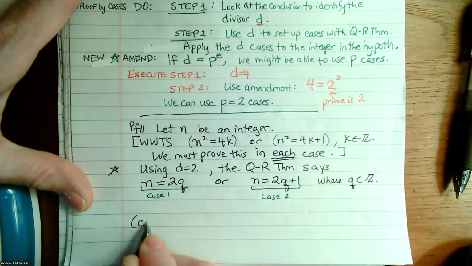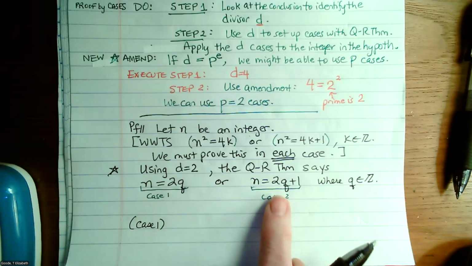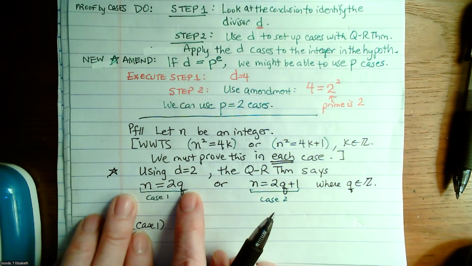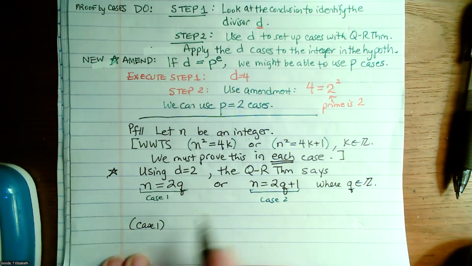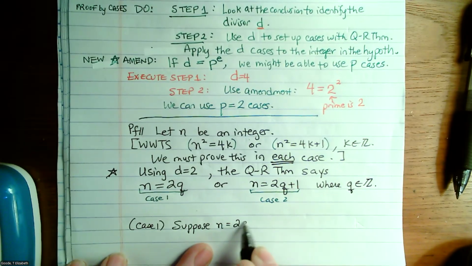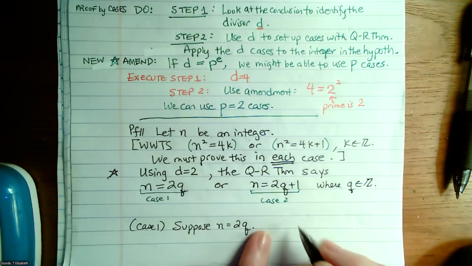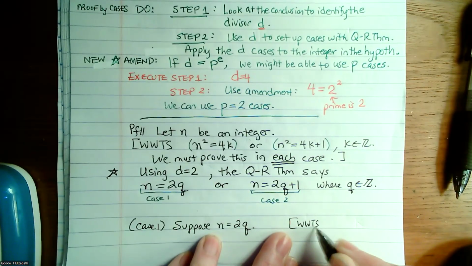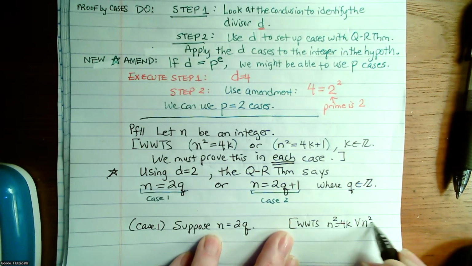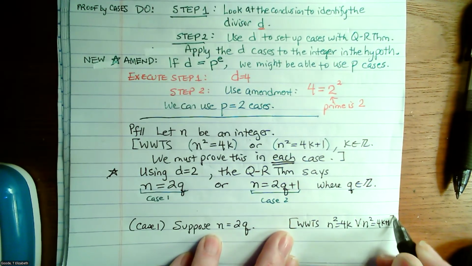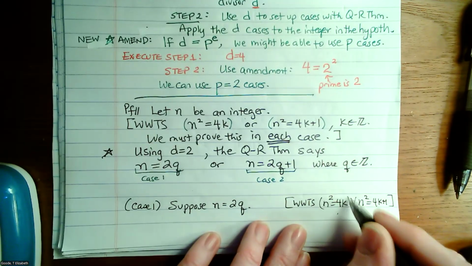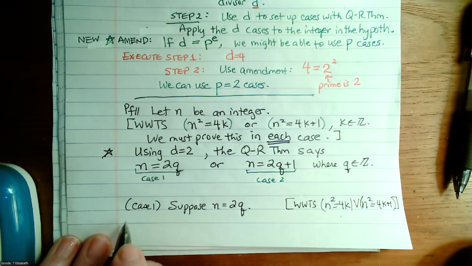So let's start on case 1. And see, our nice setup here tells us exactly what to assume or suppose in case 1. We're going to suppose n equals 2q. The wish is the same. We wish to show n squared equals 4k, or n squared equals 4k plus 1. Okay? One or the other. This is an or, right? All right, well, let's look at n squared.